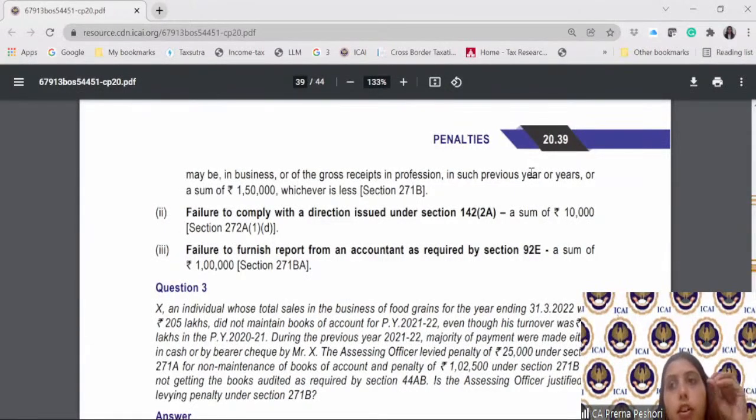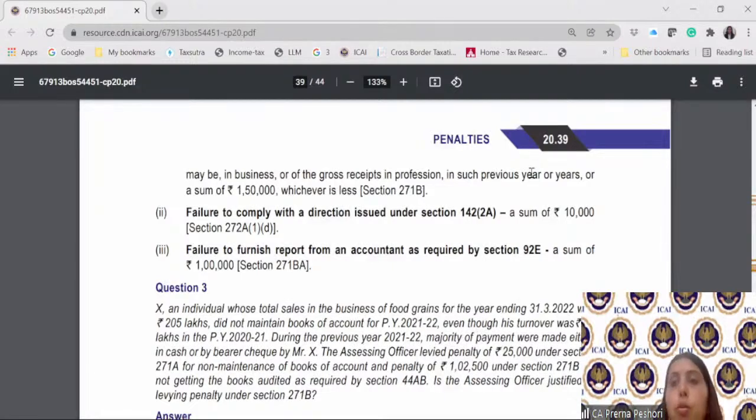So he is first of all liable to pay penalty under 271A for not maintaining the books of accounts. So yes, the levy of penalty under section 271A by the assessing officer is very correct, because if you do not maintain your books of accounts, then you are liable for penalty, which is 25,000. But if the books of accounts are not maintained, where is the question of getting them audited? For auditing, there has to be first the maintenance of books of account. When X is admitting that he has not maintained the books of accounts, there is no question of getting them audited.